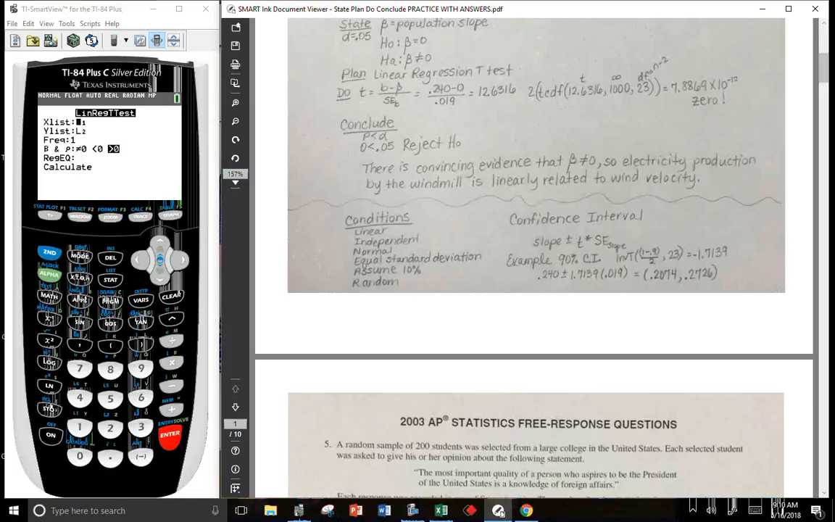Independent, like the data was pulled independent, like literally selected independently. It doesn't affect each other, each point or whatever. That the scatter plot looks linear.